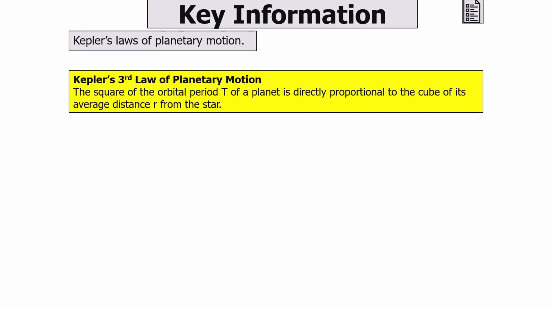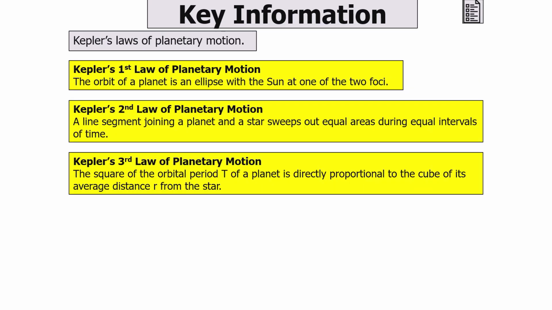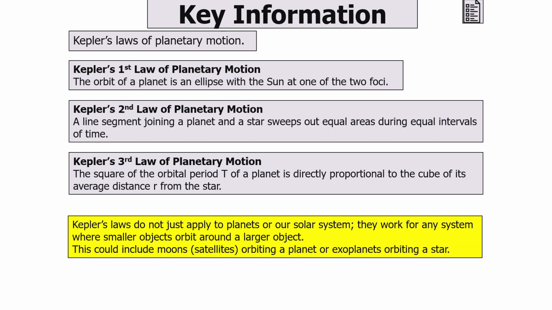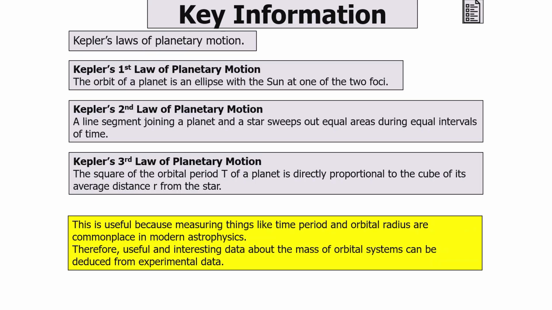Now Kepler's third law of planetary motion, as mentioned before, is that the square of the orbital period T of a planet is directly proportional to the cube of its average distance r from the star. So here we have Kepler's 3 laws of planetary motion. Now Kepler's laws do not just apply to planets or our own solar system. They work for any system where smaller objects orbit around a larger object. This could include moons or satellites orbiting a planet or exoplanets orbiting a star. This is useful because measuring things like time period and orbital radius are commonplace in modern astrophysics. Therefore, useful and interesting data about the mass of orbital systems can be deduced from experimental data.